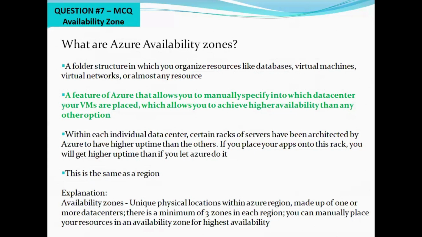The explanation is, availability zones are nothing but a unique physical location within your Azure region. It is made up of one or more data centers, and there will be a minimum of 3 zones in each region. You can manually place your resources in an availability zone for attaining highest availability. So option 2 is the right answer here.